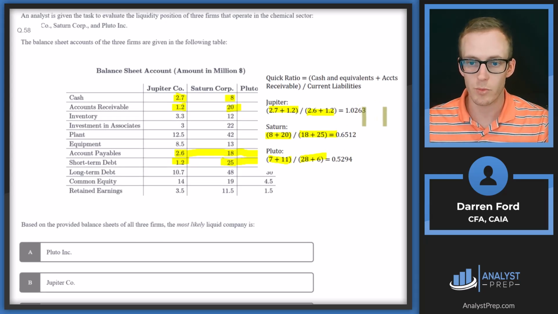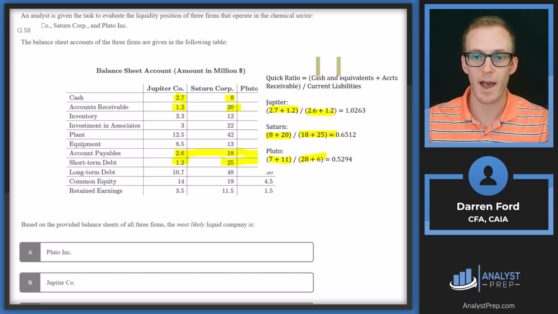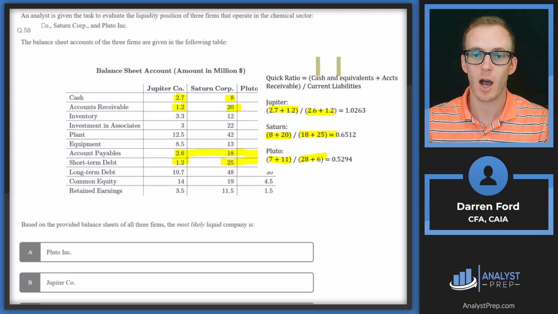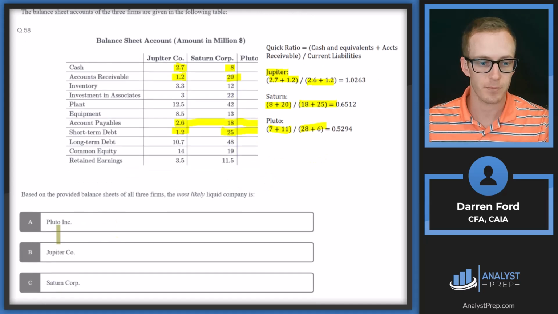Gives us 1.0263. And again, the higher the better for this, because this essentially means we have more cash plus accounts receivable to cover our upcoming debts and liabilities. So 1.0263, 0.6512, and 0.5294. So Jupiter will be the highest.